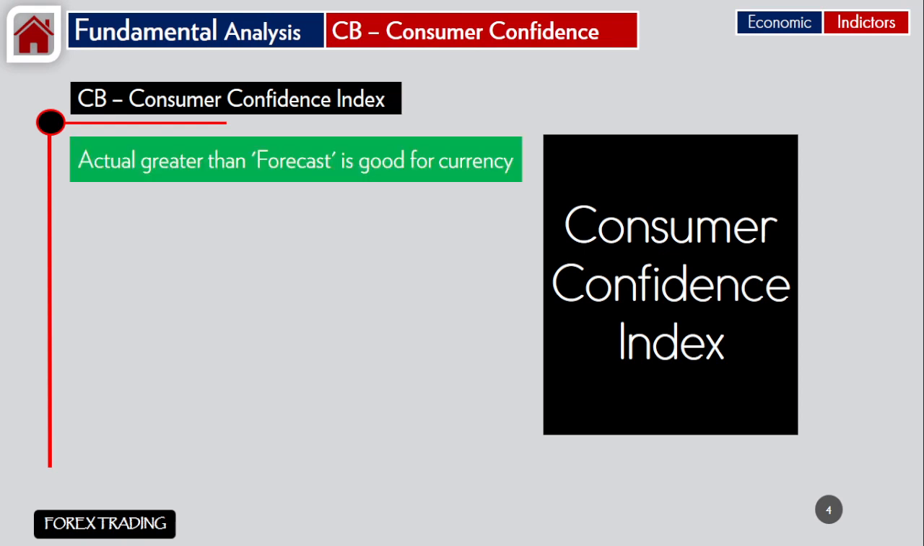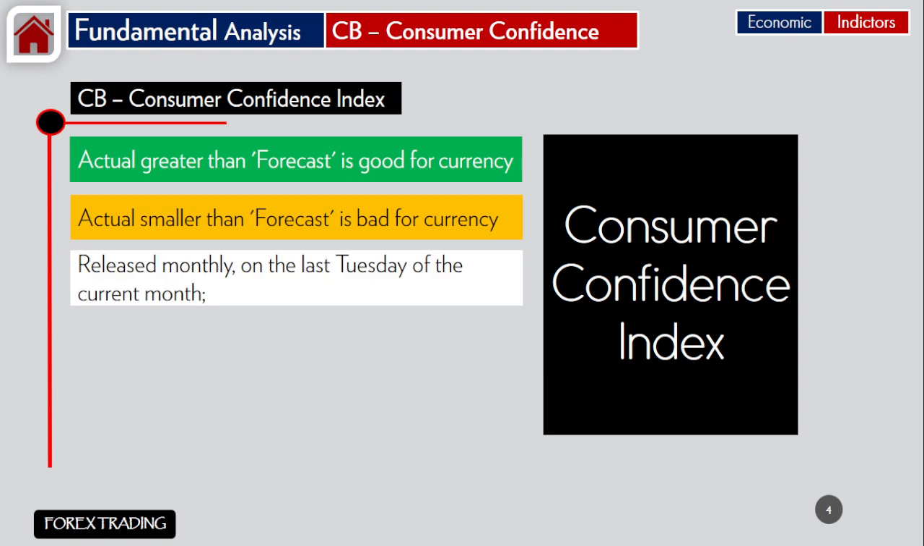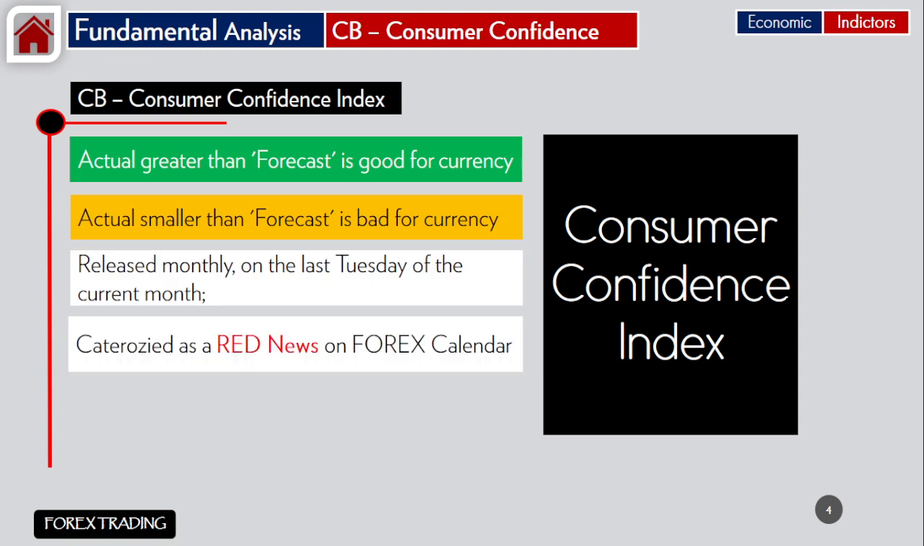When the data is out, if the actual data is greater than forecast, then it's good for the currency. If actual data is smaller than forecast, then it's bad for the currency. It is released monthly on the last Tuesday of the month. This consumer confidence index is categorized as red news on the forex calendar, which means that forex traders need to watch out for this data and then determine their trading strategies.